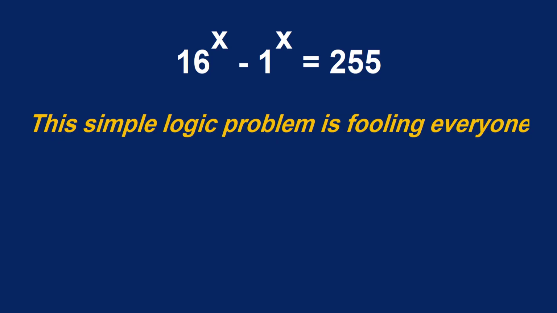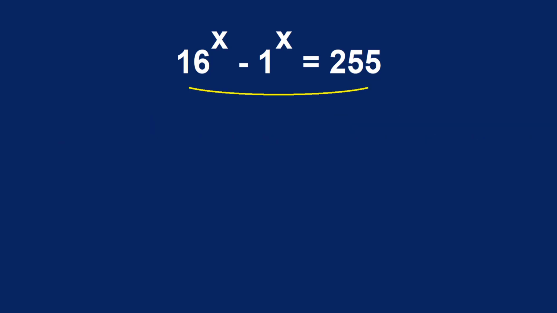In this upload today, we have this problem: 16 to the power x minus 1 to the power x equals 255, and we want to get the value of x. The problem might look difficult, but it becomes easier if you break down the number 255 into two numbers such as 17 times 15.